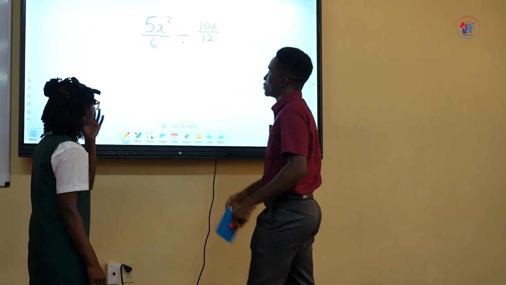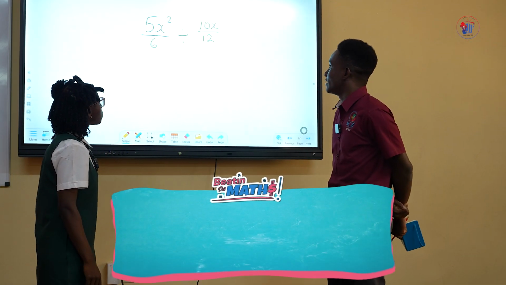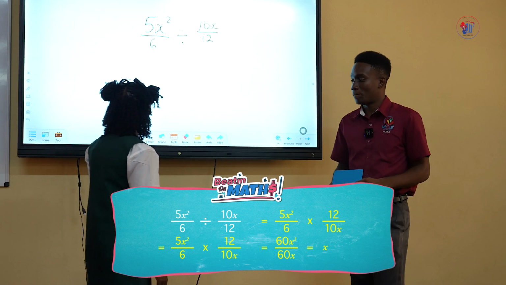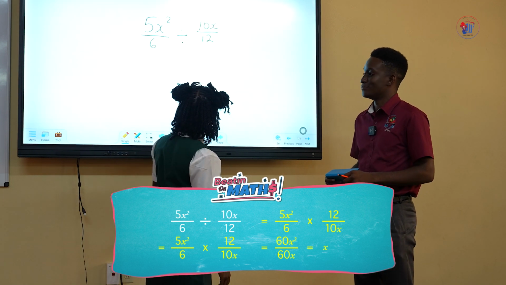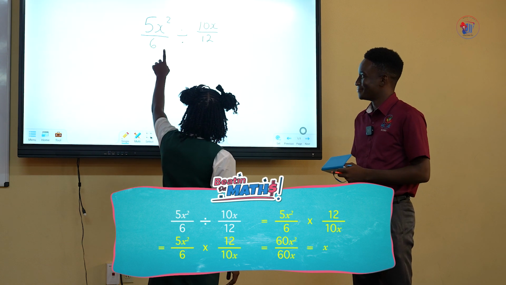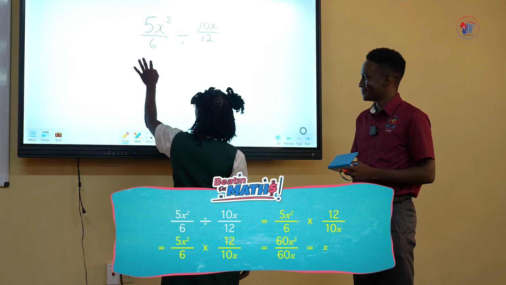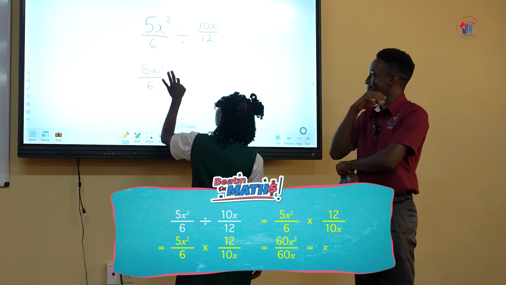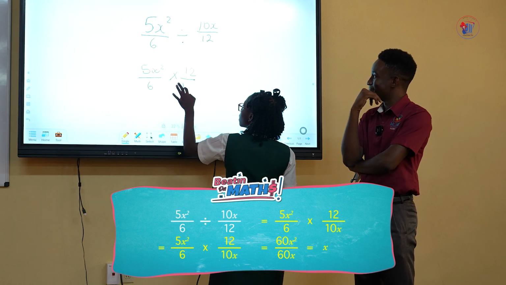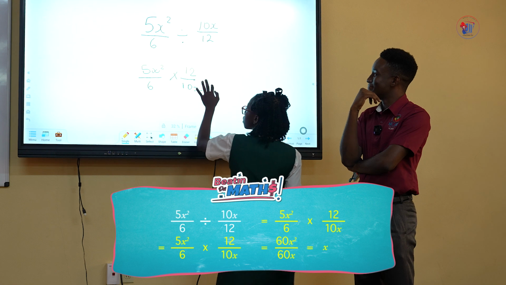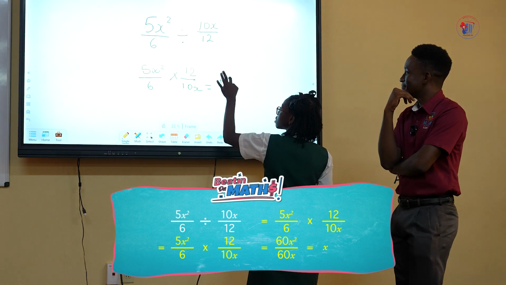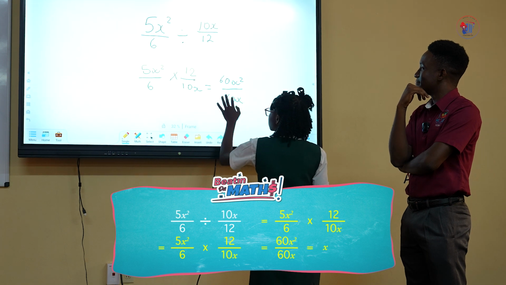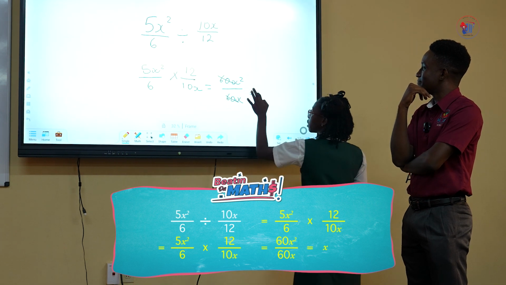So you have 5x squared over 6 divided by 10x over 12, and you're asked to simplify that. Okay, so according to the rule of dividing fractions, you have to keep, change, and flip. So it's going to be 5x squared over 6 multiplied by 12 over 10x. That's going to be 60x squared over 60x. This can be further simplified, and I guess it's just x.